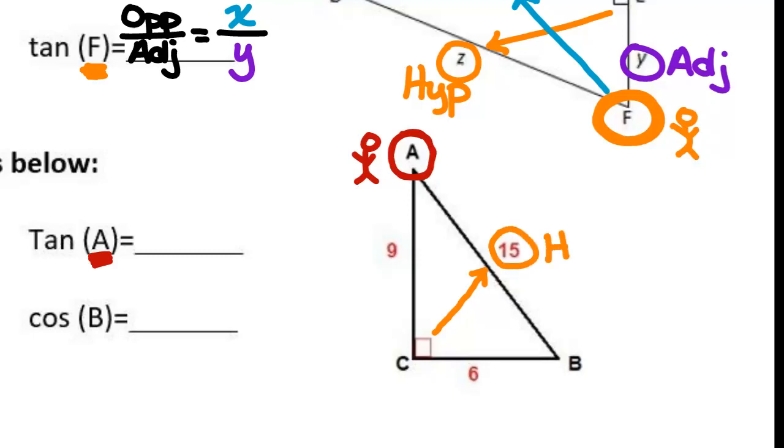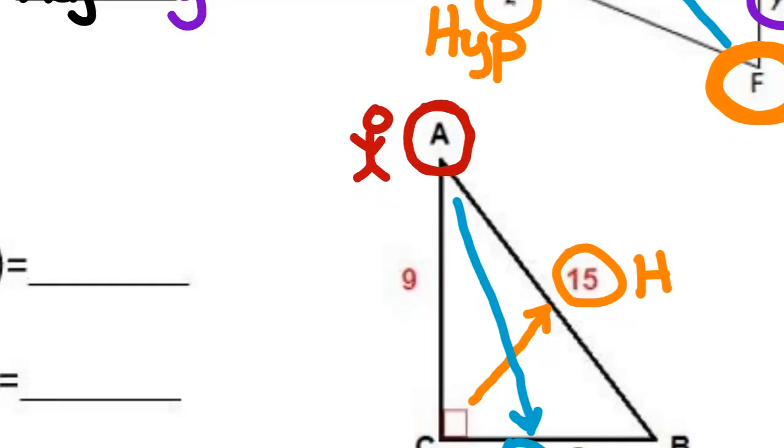Then we label the opposite side, and now I have to pay attention to where I'm standing. I'm standing up here at A. The opposite side does not touch my angle in any way. What is the side that is opposite angle A? 6. Right down here is my opposite side. And so by process of elimination, that means that 9 has to be my adjacent side.